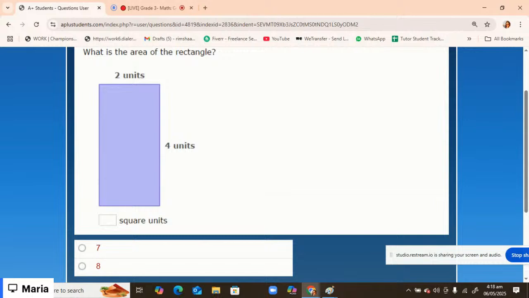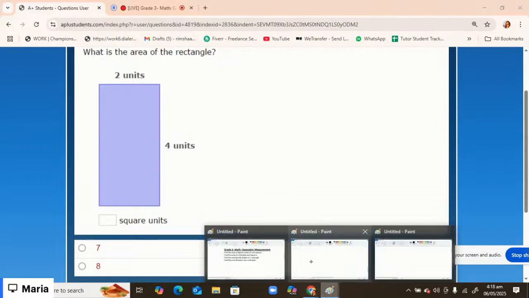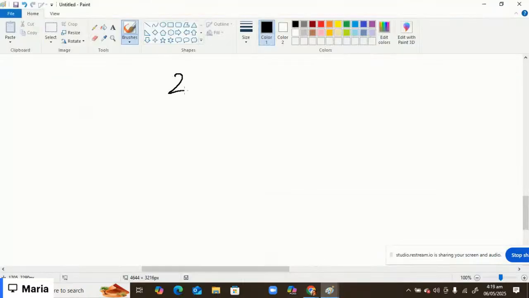So we are going to multiply 2 with the 4 and then we find the answer. Okay, so it's 2 times 4. In this way we are going to find the area. So what is the answer of 2 times 4? Everyone tell me what is the answer of 2 times 4?